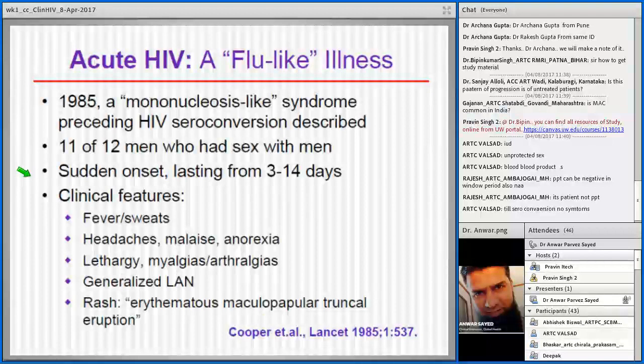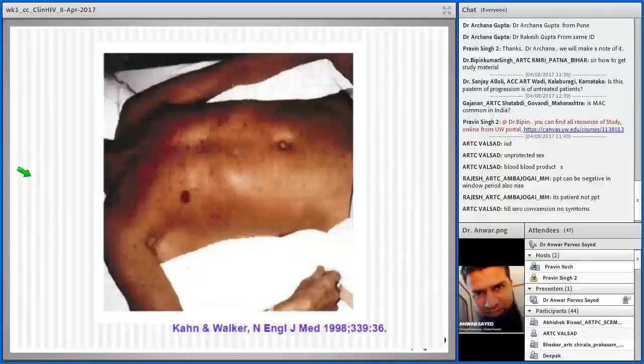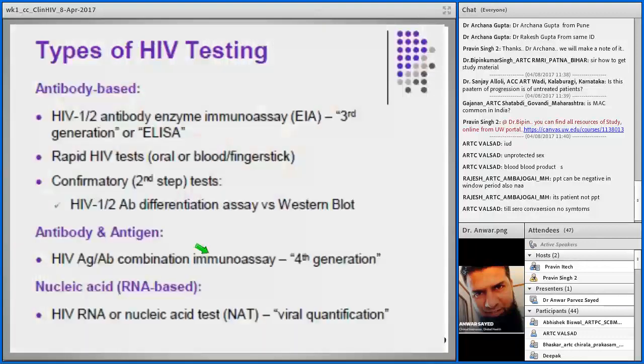Now, though it would be good if someone can diagnose HIV at this point, it is difficult, because in most of the settings in which we are working, the testing available to us is the antibody test, and antibody will not be positive at this point of time. And in fact, if you see, this is a skin lesion, or skin lesions of primary acute retroviral syndrome. This is also oral ulcers of acute HIV infection. If you see here, you will be able to see some oral ulcers.